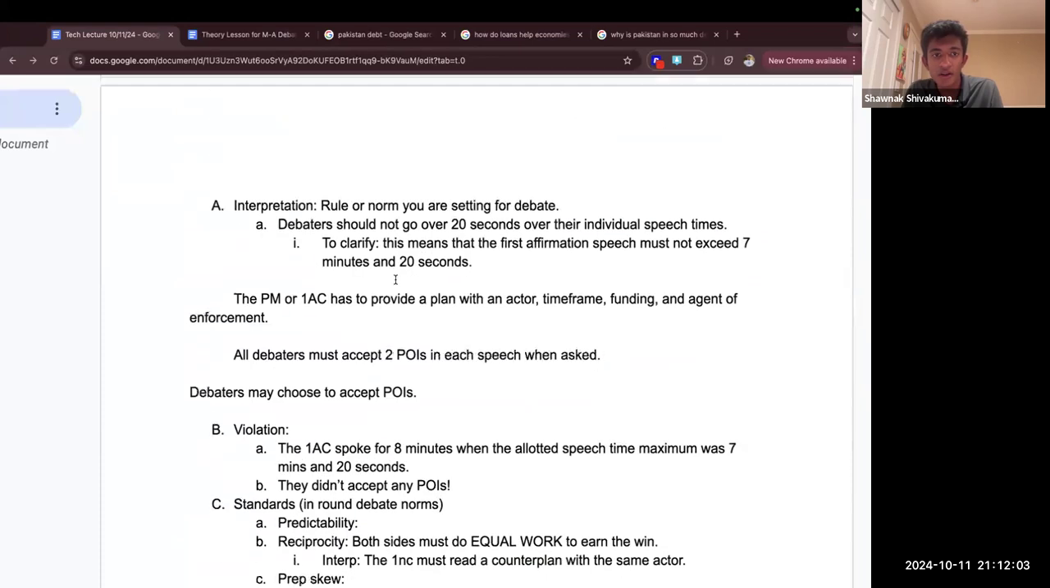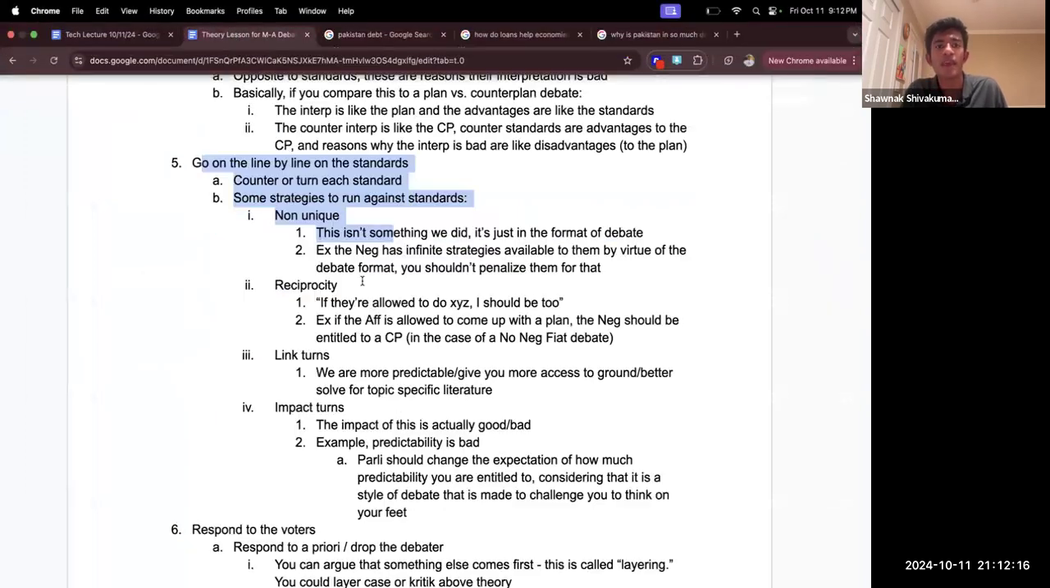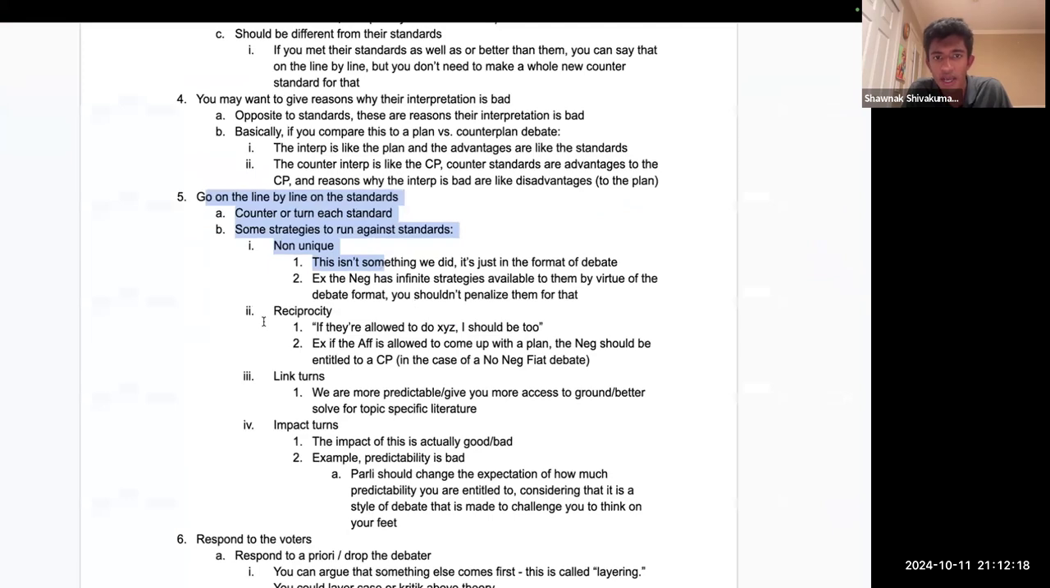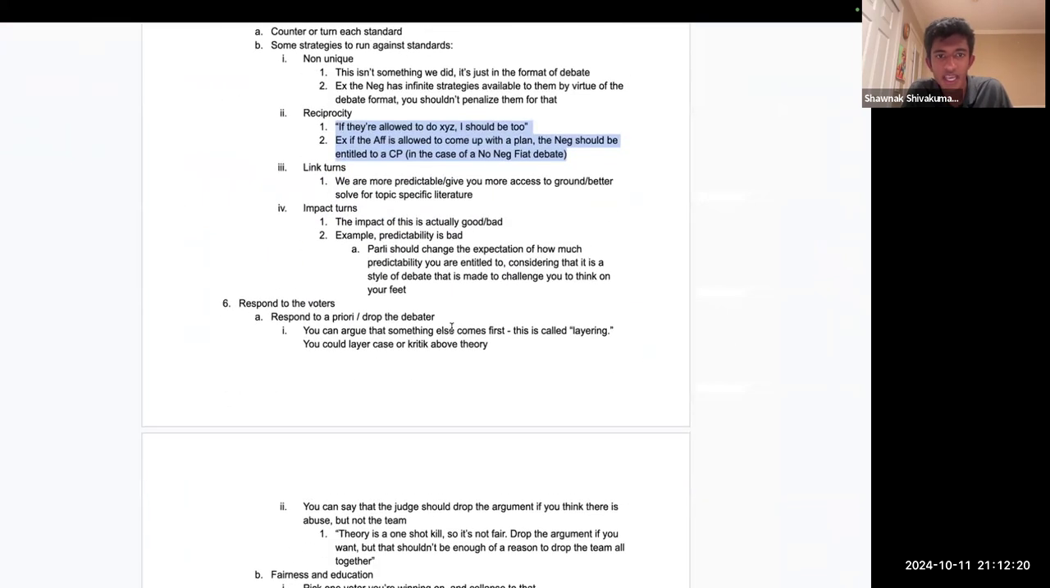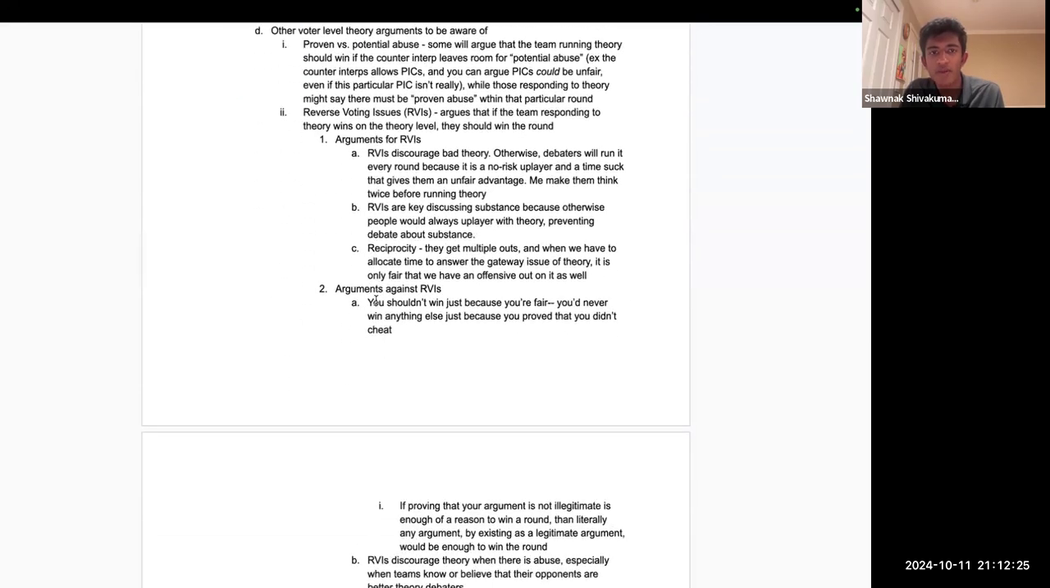So you know how back here we ran predictability, reciprocity, prep skew. It's just like mini Claymore and impacts. Respond to predictability, respond to reciprocity, respond to prep skew. And I'll show you an example of this. And then respond to the voters. And then, whatever, read an RVI.